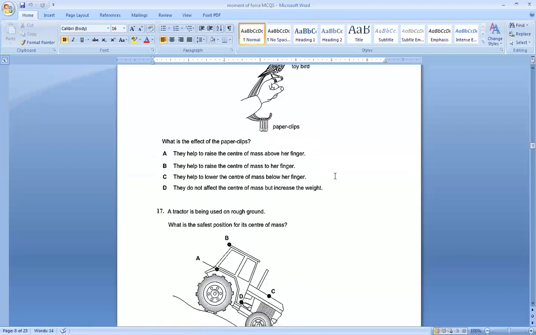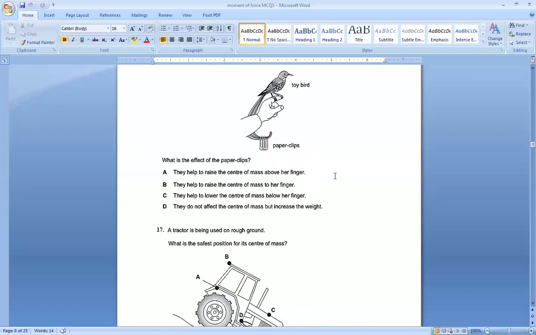So we can see the option that they help to raise the center of mass. No. They help to lower the center of mass below the finger. This is my option. They help to lower the center of mass below the finger. So C is my option here.